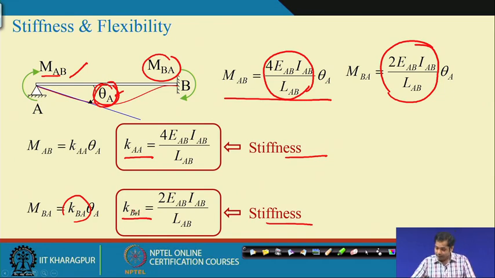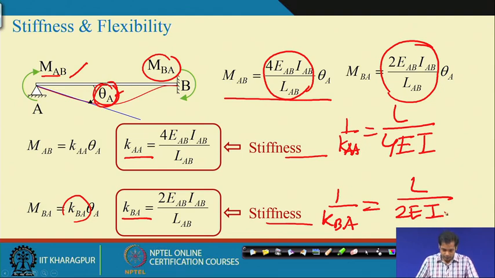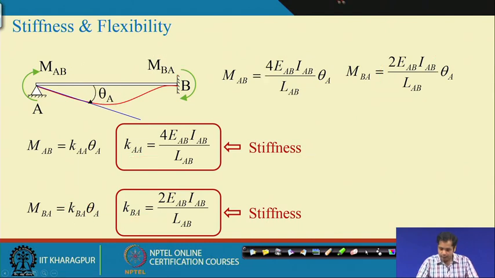Okay. Now, similarly, what would be the flexibility? In this case the flexibility will be 1 by Ka, which will be L by 4 E I, and similarly in this case it will be 1 by K B A, this will be L by 2 E I. Okay. Now, so this is stiffness and this is flexibility. Now let us see some more examples.